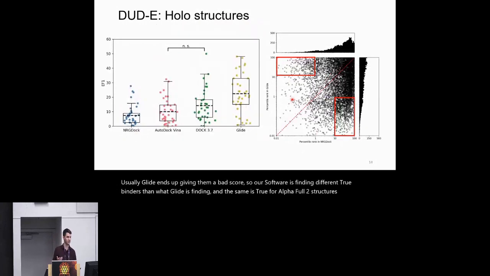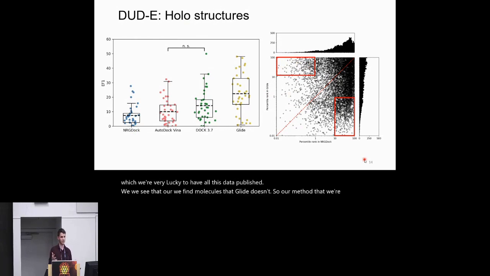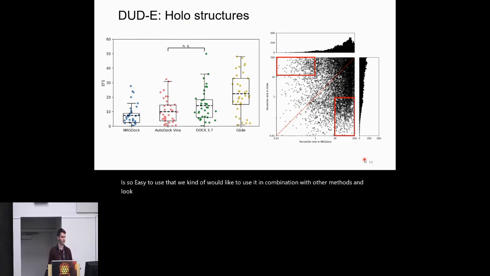We also looked at hollow structures, and in this case, NRGDock does perform slightly lower, but once again, there's a big variance amongst the targets. But when we compare our results to Glide, which we're very lucky to have all this data published, we see that we find molecules that Glide doesn't. So our method that we're presenting is so easy to use that we would like to use it in combination with other methods and look at the best results for those.